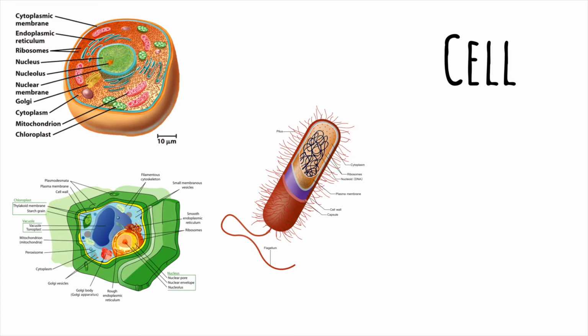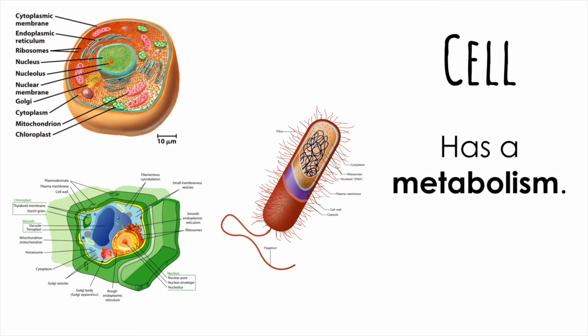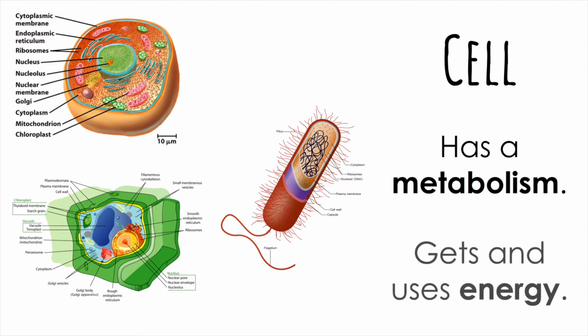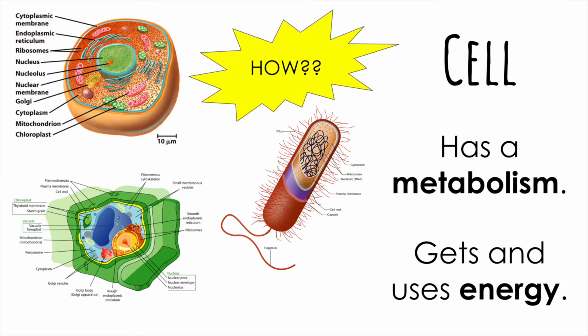Cells, on the other hand, like the eukaryotes and prokaryotes that we've been learning about, they definitely do have metabolisms. That's one of the characteristics of life, and all cells are living. That means they can get energy and use it. Now, how exactly do these cells get and use energy? Well, there's lots of different ways that they use it, but we are going to focus on how they get that energy in the first place.